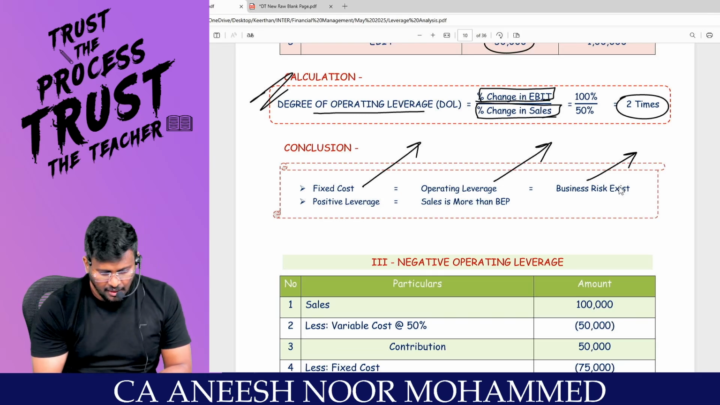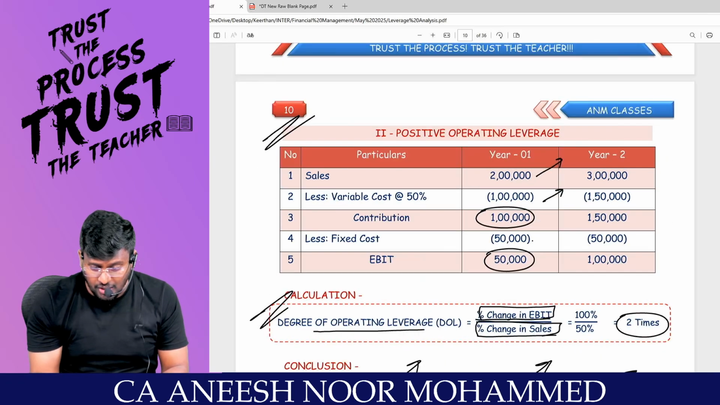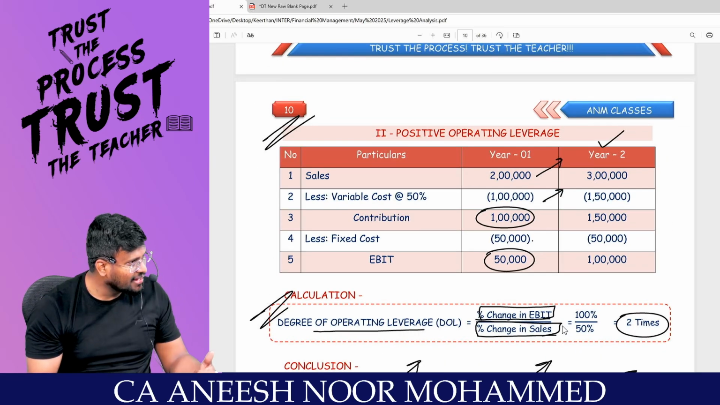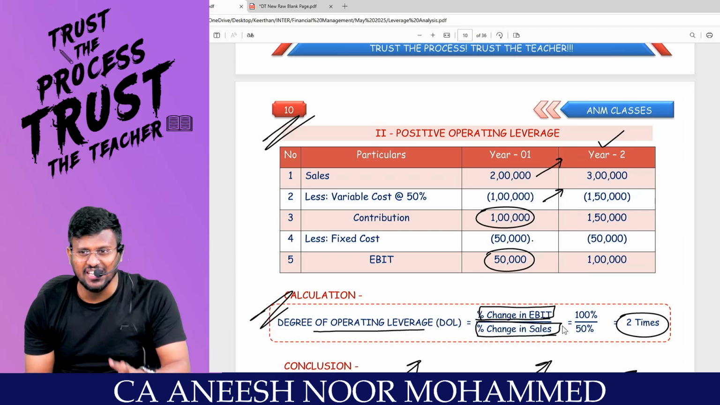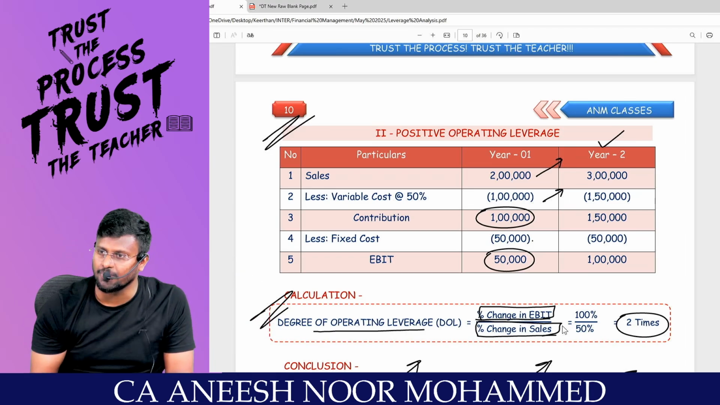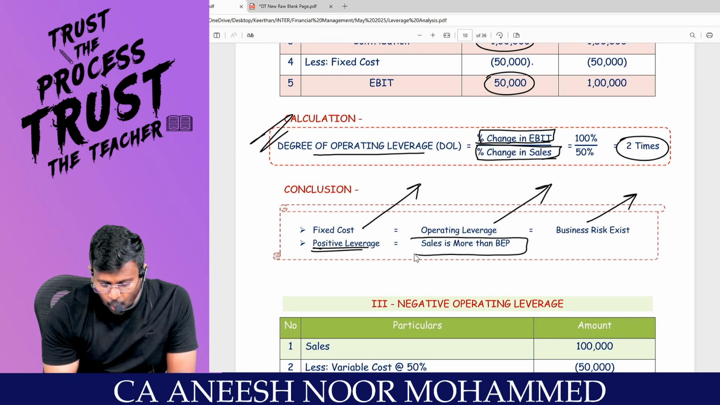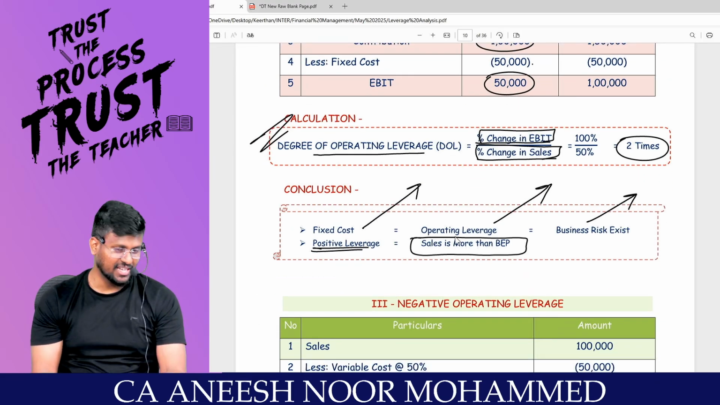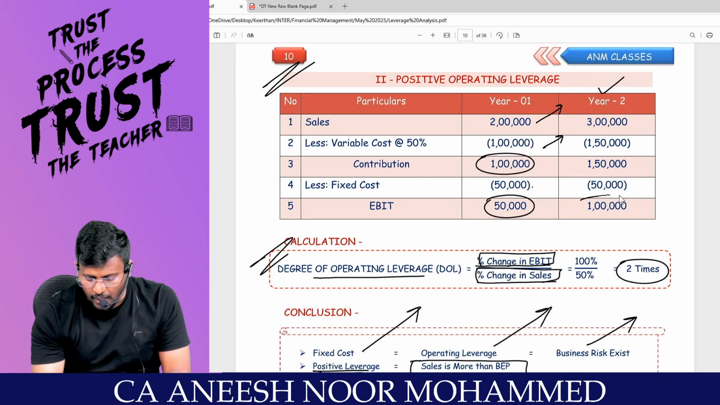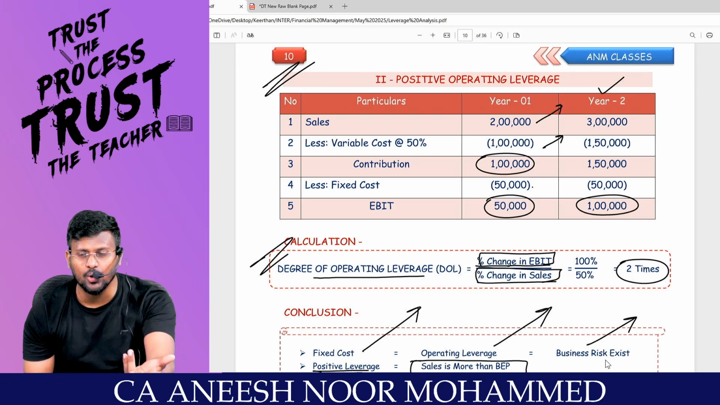Right, sir? So here you are having positive leverage or negative leverage? Positive leverage. Why? Sales increases. Whenever sales increases, it is positive leverage. Whenever sales decreases, it is negative leverage. This company is having what leverage? Sales is more than the break-even point. That's why you are having EBIT. Because at the break-even point, no profit, no loss. Are you all really with me?